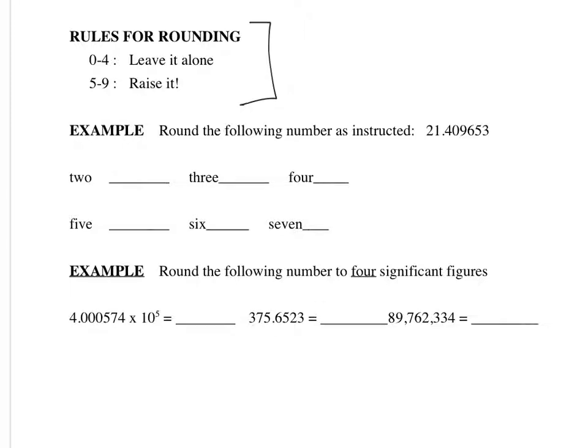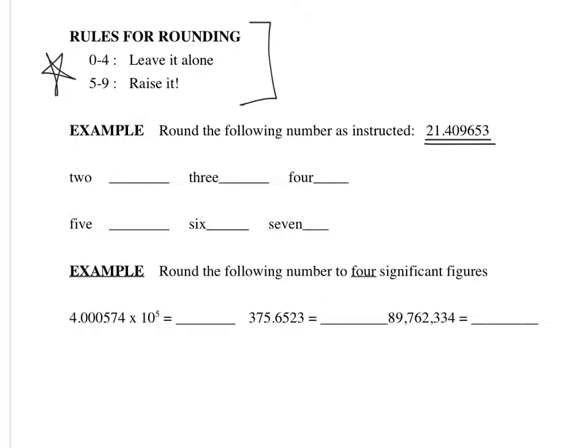Okay, rules for rounding. This is probably just what you would normally do. So these are our typical rules, and you should know this. If it's a number between 0 and 4, you just leave it alone. But if it's 5 or greater, 5 through 9, you raise it. So if you have this value right here, this is our number that we're going to start with, and we want to round it to 2 significant figures.